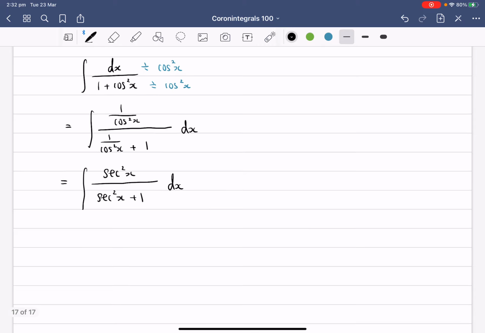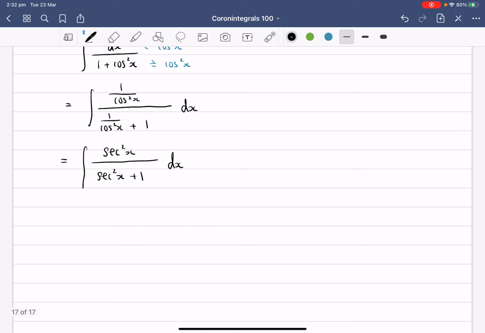Okay, so the next step you do is the critical step. What we need to do now is change one of the secant square x, the one on the denominator. We're going to change that secant square x in terms of the tangent. So we know the Pythagorean identity, 1 plus tangent square x is equal to secant square x. So therefore, we can change that into 2 plus tangent square x dx.